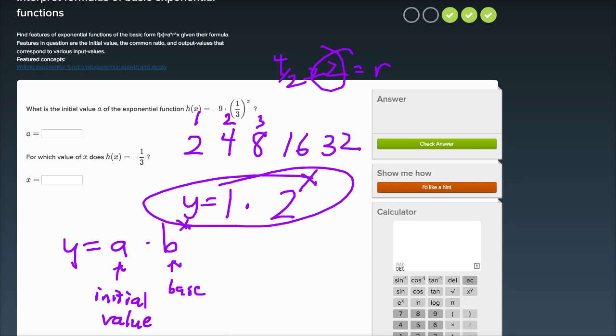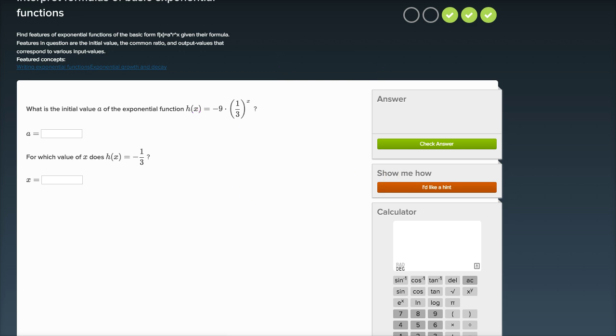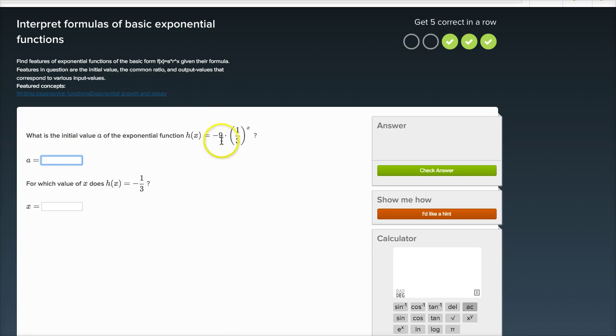So I need my initial value, and I need my base, or my common ratio, whatever you want to think of it in this case. So the first part is super easy. What's the initial value? Well, it's the first thing. That's why it's called the initial value. Just make sure you put your negative in there. It's negative 9. For the other part, there are a couple ways that you could deal with it.